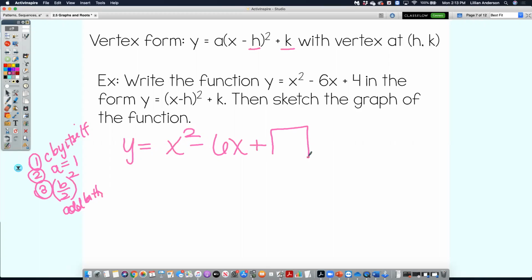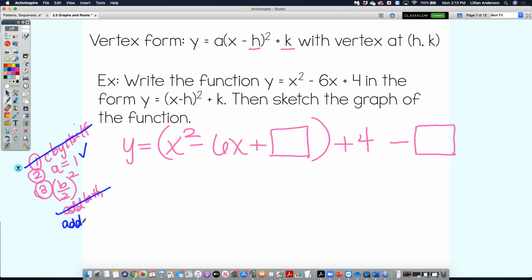When you do it with everything on the same side, you'll have a square beside your A and your B term, and then you'll have a square on the side of your C term. But because you're doing everything on the same side, you don't want to add it, you want to subtract it. So it's a little bit different, okay? You don't want to get C by itself. You do want to make sure that A is equal to 1. You do want to take half of B and square it. But instead of adding to both sides, you'll add for one and subtract for the other.